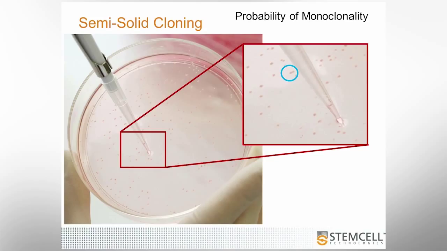And while in semi-solid cloning, you can use this judgment to increase the probability of monoclonality for your cultures, you can't do that in limiting dilution cloning, where selection of the cultures that you're choosing is a random process.